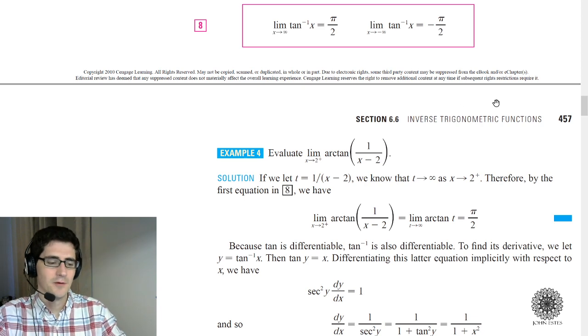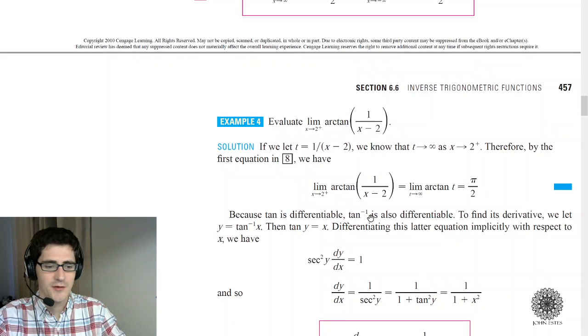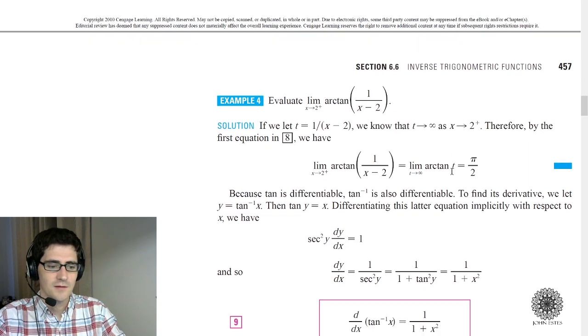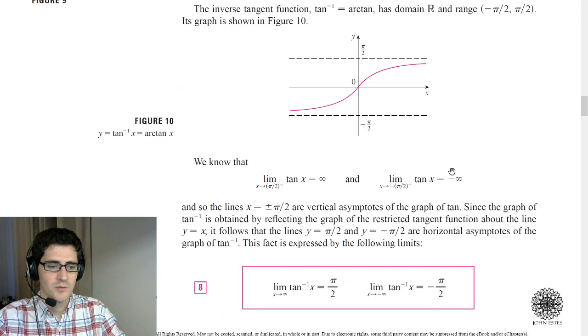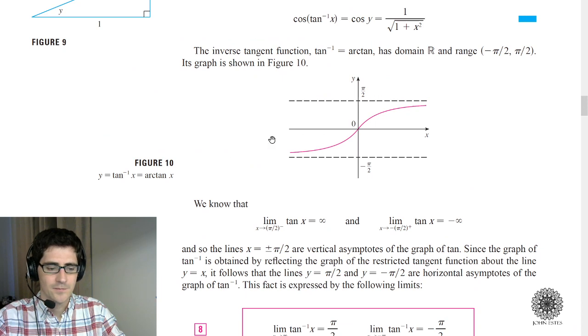Okay, now I wanted to do example 4 before I did example 3, and I just kind of got lost in the discussion. But let's go back to this limit idea real quick. Remember, for tan inverse, as I'm going out to infinity, I'm approaching a horizontal asymptote at pi over 2, and out towards negative infinity, I'm approaching a horizontal asymptote at negative pi over 2, right?